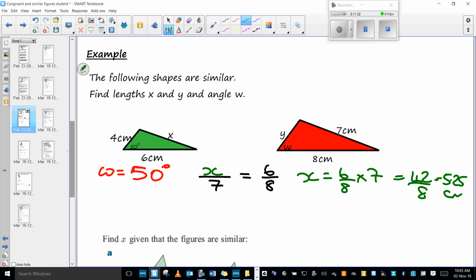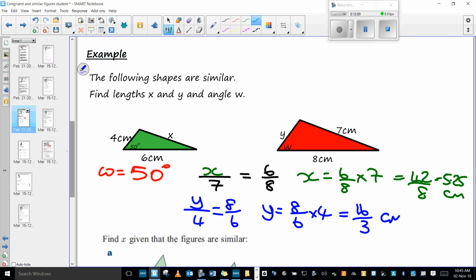And we need to find length y. So length y would be divided by 4. And that would be equal to what? 8 over 6. Okay, why did we start with 8 this time? Good, that's right. Perfect. Alright, so then y is equal to 8 over 6 multiplied by 4, which is 16 over 3.